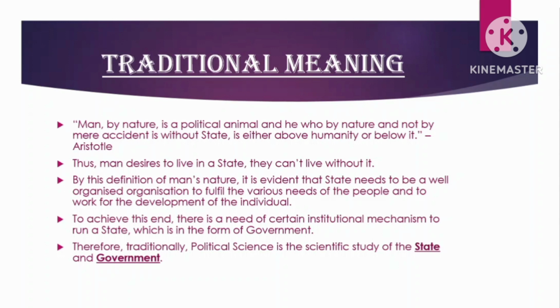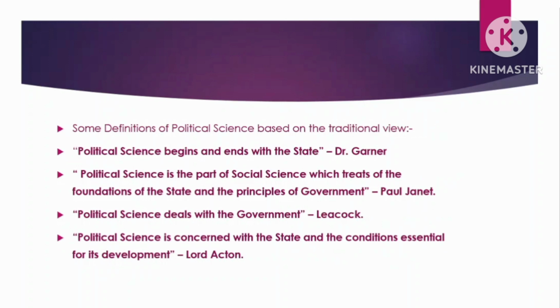What was political science in the traditional sense? According to this traditional view, there are certain definitions which have been given by different philosophers and political thinkers, which are as follows. Dr. Garner called political science as beginning and ending with the state. The French political thinker Paul Janet calls political science the part of social science which treats of the foundations of the state and the principles of government. According to Leacock, political science deals with the government.